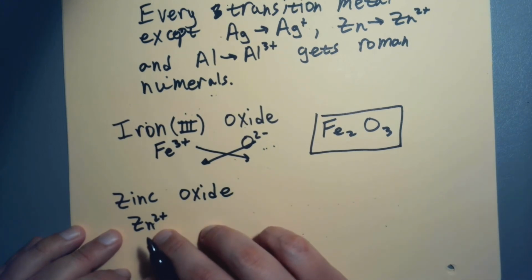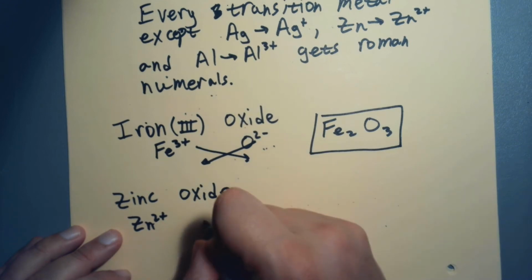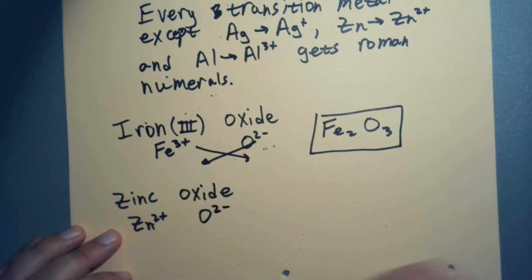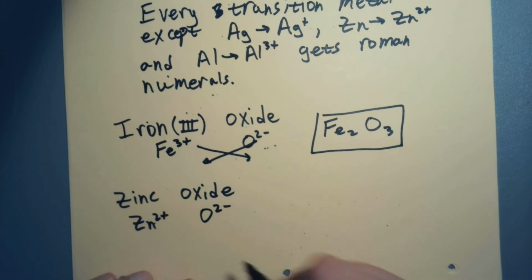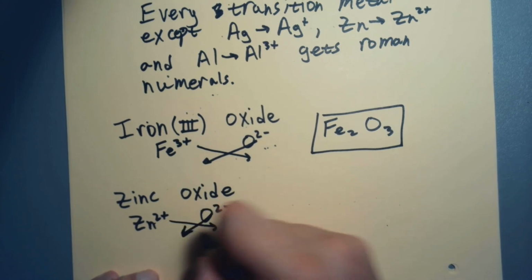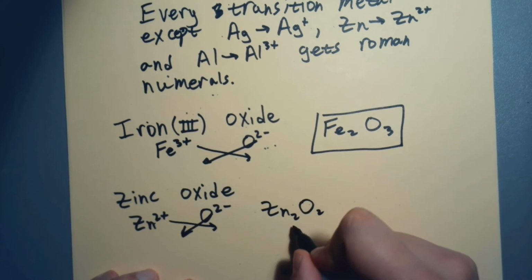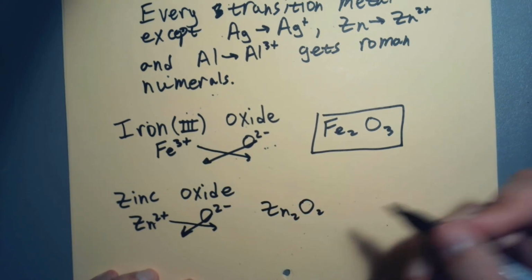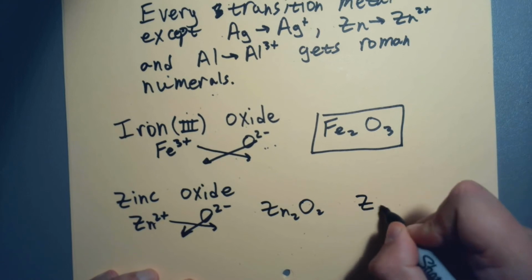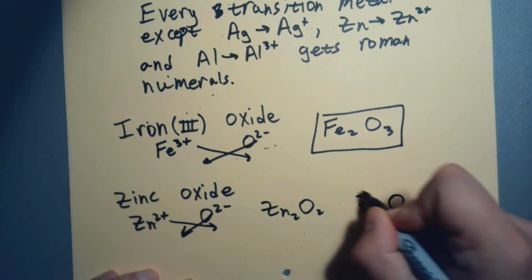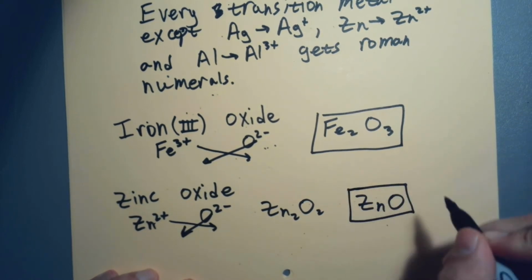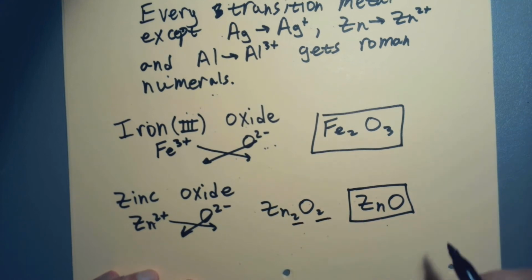And zinc is Zn. We get that from the periodic table. And oxide, we've been over this one enough. We just know it's O2 minus, but we can use the periodic table to figure it out. We do the little switchy switch. I get Zn2, O2, which has a common denominator, so what I actually get is ZnO. So be aware that 2 and 2 have a common denominator of 2, so we have to knock that out.